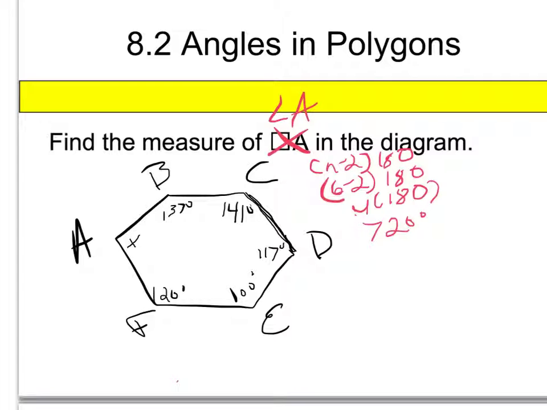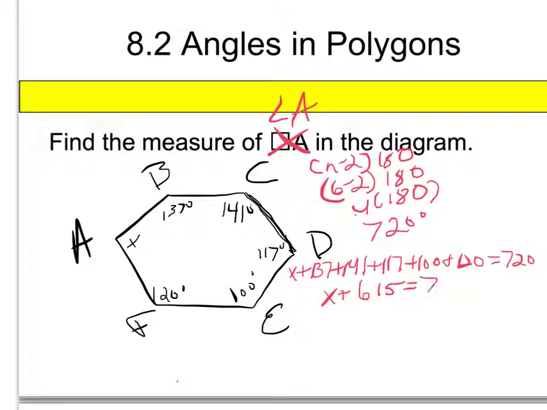So we know that the entire sum of this shape has to be 720 degrees. So we're going to add all of these individual angles together and see how that matches up with 720. So you will get x plus 137 plus 141 plus 117 plus 100, and lastly 120 equals 720 degrees. If you can do quick math in your head, add all this up, or use a calculator, I guess. Add that up quickly, you will get x plus 615 is equal to 720.